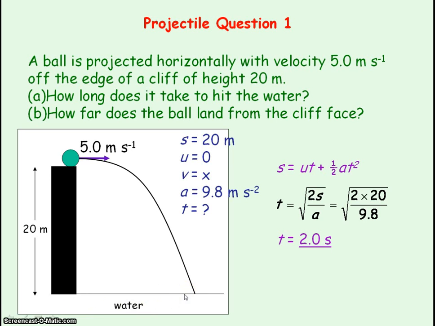To determine how far the ball lands from the cliff face, that means we're determining the horizontal displacement. So we use the equation for constant velocity, s equals ut. So u is the 5.0 meters per second because that's our horizontal velocity, which is constant, and the time that it took for the ball to land was 2.0 seconds. So the horizontal displacement is 10 meters.